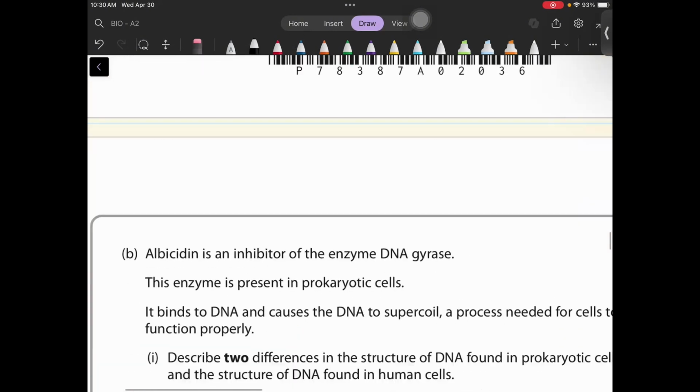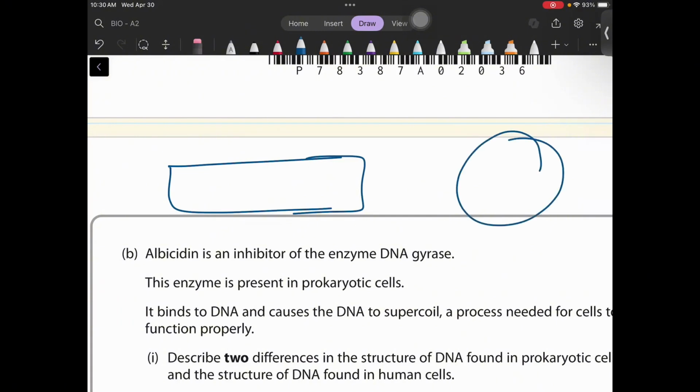Albicidin is an inhibitor to DNA gyrase, right? So this enzyme can be found in bacteria. The main function of DNA gyrase is related to the fact that bacteria do not have a proper nucleus. Humans have their DNA in the nucleus, with the chromosomes comprising the DNA, but in bacteria the DNA can be found in the cytoplasm in a circular form.